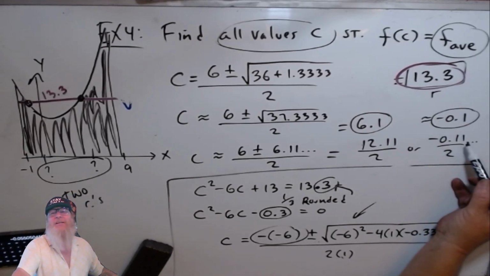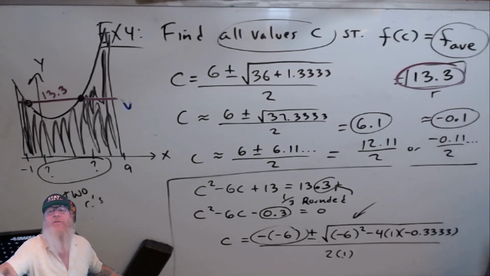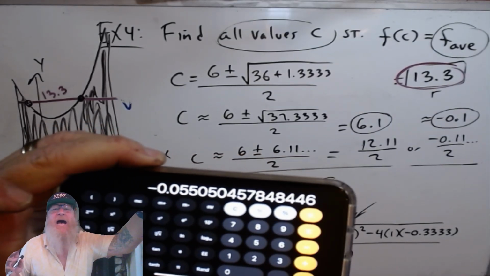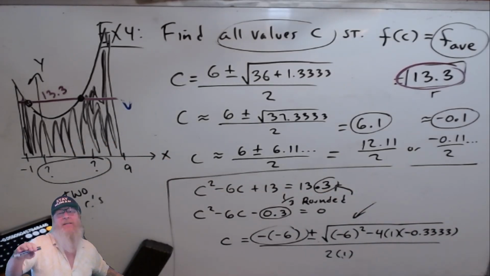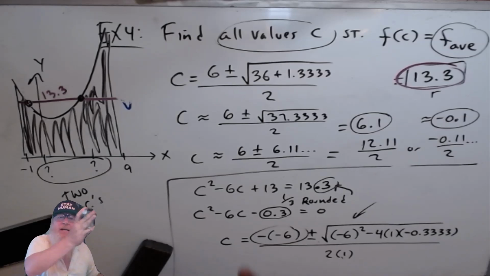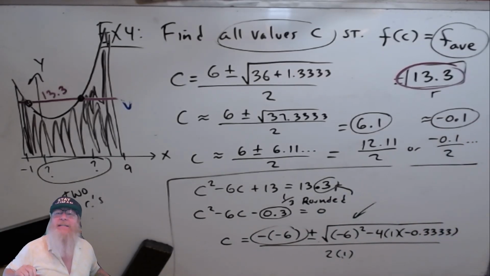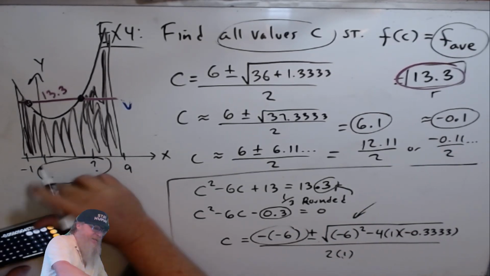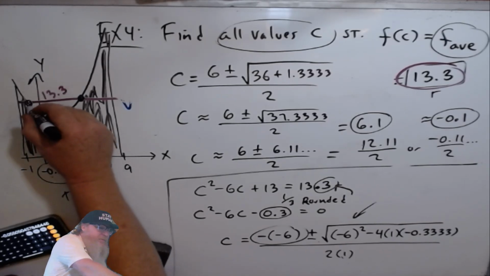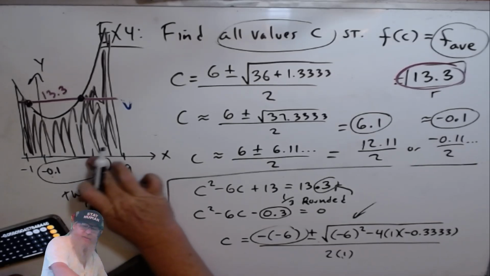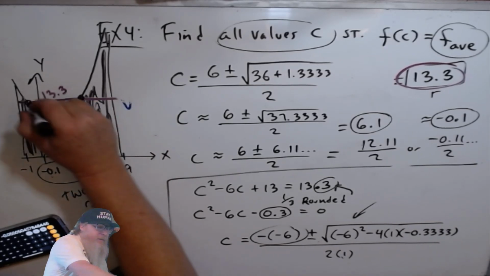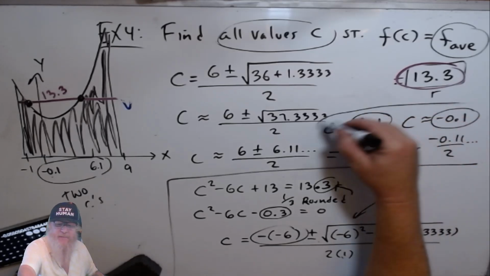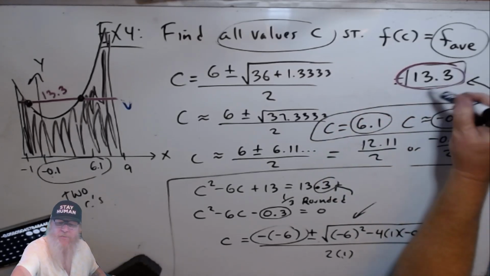This one's kind of sketchy because you might actually get something smaller than 0.1, but it's 0.055, which is why I'm really happy that I kept a couple extra digits. Otherwise, if I would have thrown away that digit, I might not have been able to get it rounded appropriately. So that kind of makes sense here. This one's negative 0.1, pretty close to the axis. And this one over here is 6.1. And those are the two values of c in which the function equals its average.